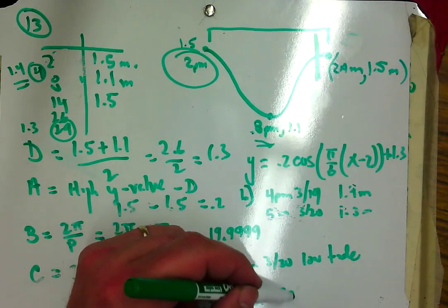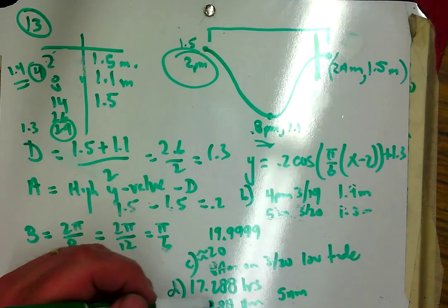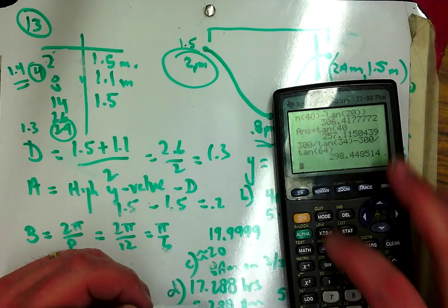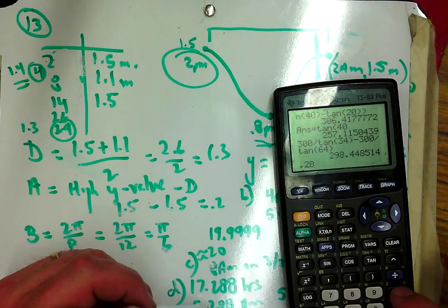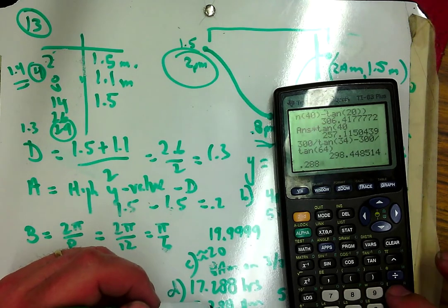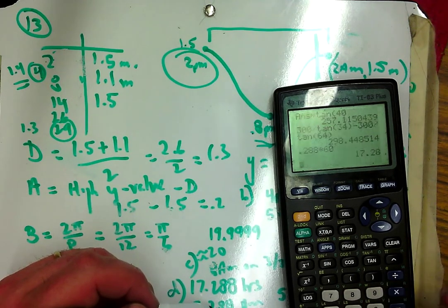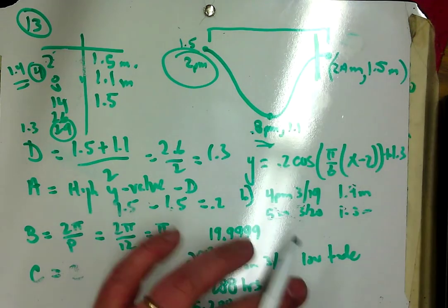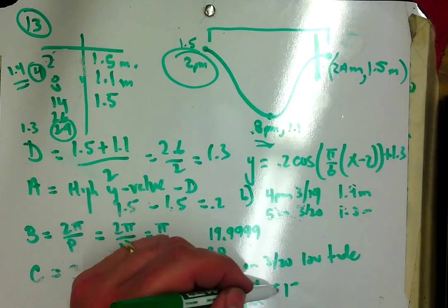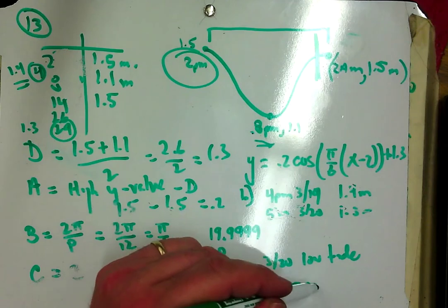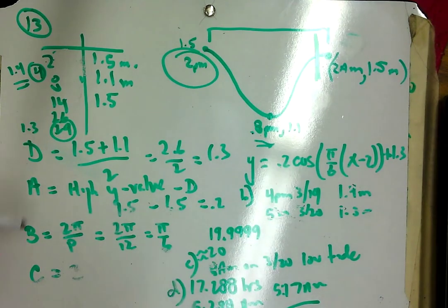And what time is that? Well, 5 a.m. and then 0.288 times 60 minutes in that hour. I get 5:17 a.m. And there's part D. Okay, that was 13. That took a while.